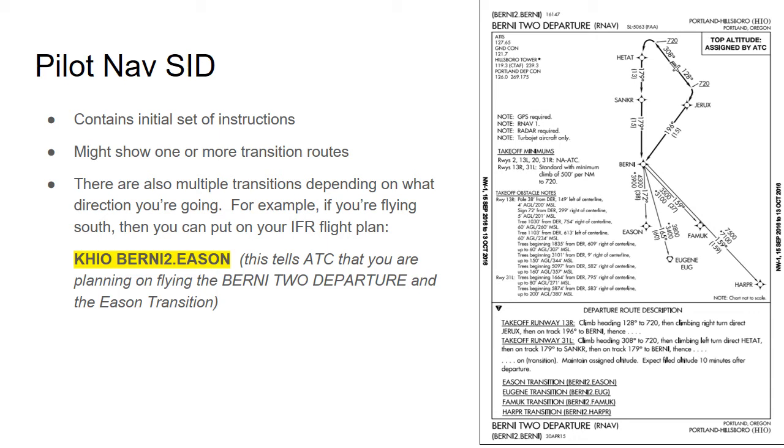When you file a SID, you can use the SID name if it's in this format, with the period followed by the transition you want to use. In this case, there were 3 choices: Easton, Eugene VOR, or Harper. You indicate which one you plan to use by filing bernie2.eason, and if it works with the traffic that is there at the time, ATC will give it to you.